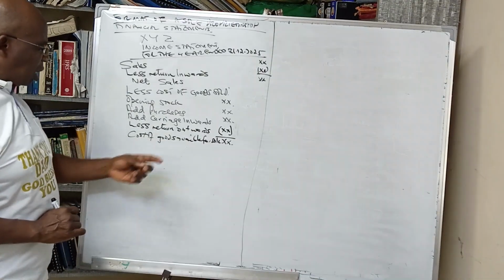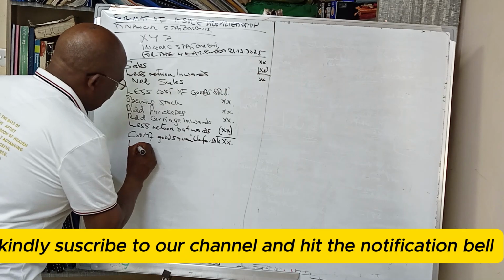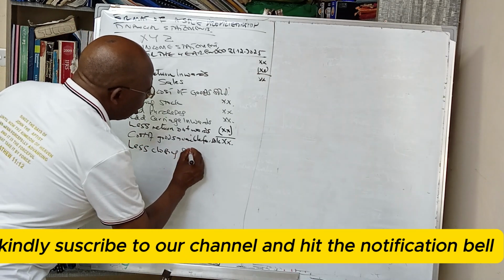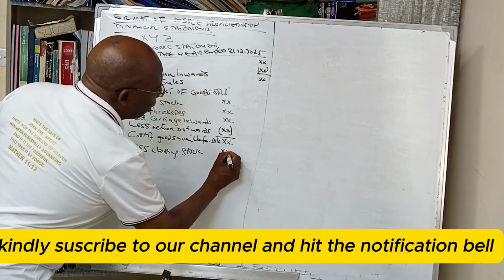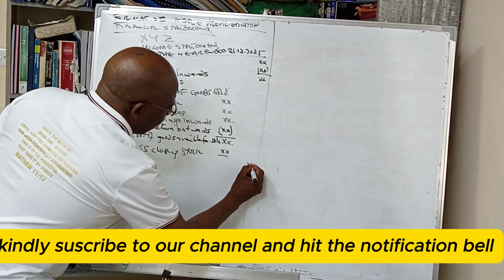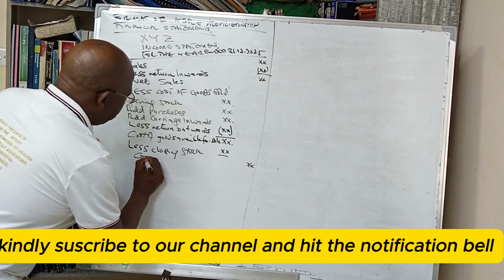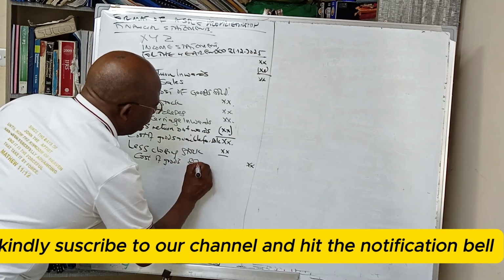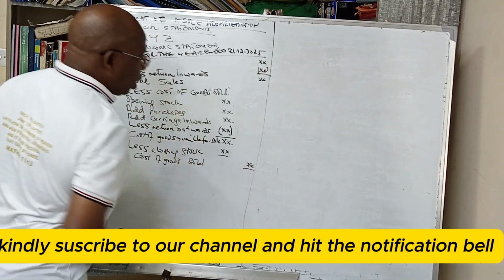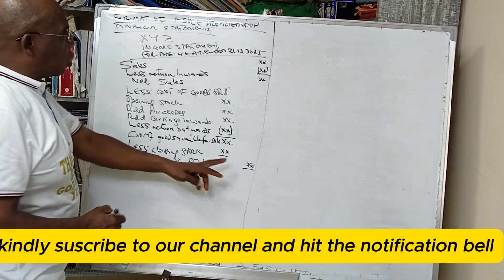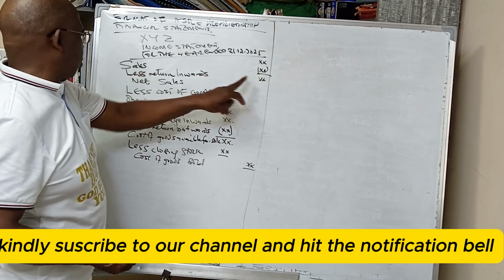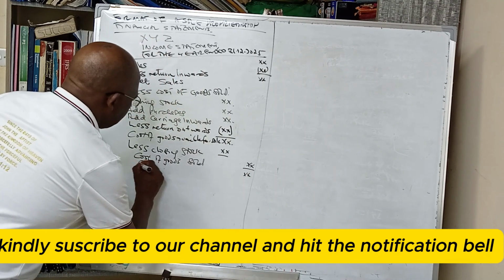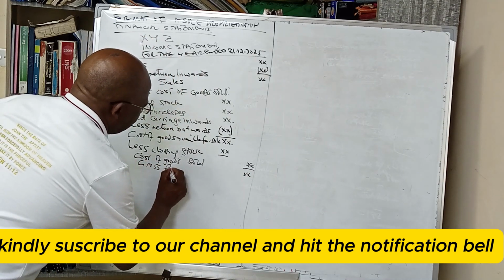When we get cost of goods available for sale, we say less closing stock. We did not sell everything. We subtract closing stock. We get the cost of the goods we sold. Once you get the cost of goods sold, you subtract it from the net sales. Subtract from net sales, we get gross profit.